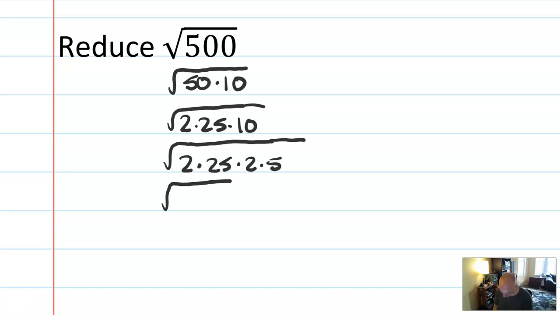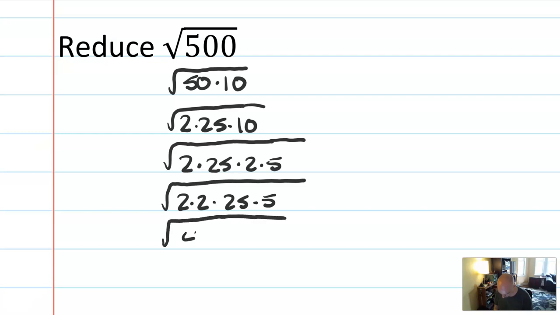So you can use the product property multiple times underneath the root. That becomes the square root of 2 times 2 times 25 times 5. Why would I do that? Well, because 2 times 2 is 4. And then you could split the root back up.